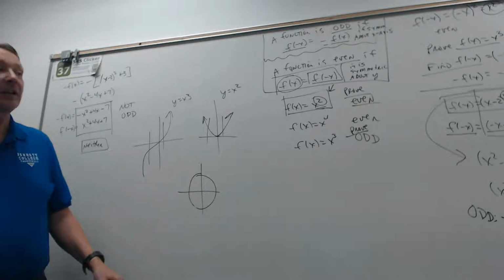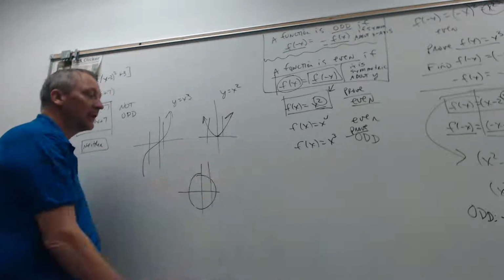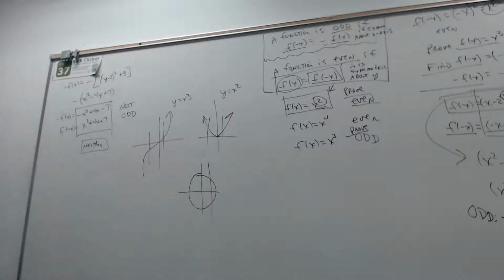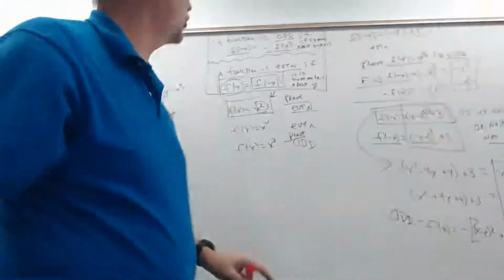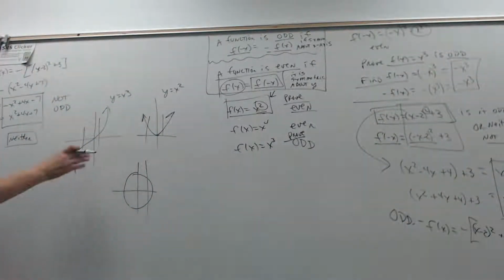But is it a function? It's not a function because of the vertical line test, okay? So, yeah, that's probably another important definition. You should be able to look at a function and tell if it's odd. How about this one? Is that an odd, an even, or a neither function? It's neither because it's neither symmetric about the y nor the x, okay?